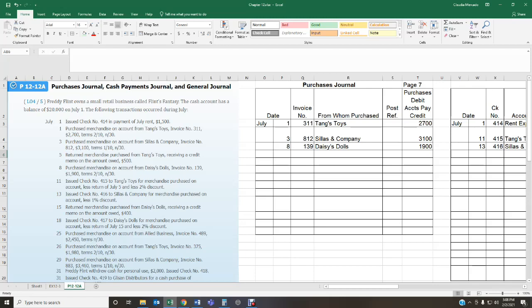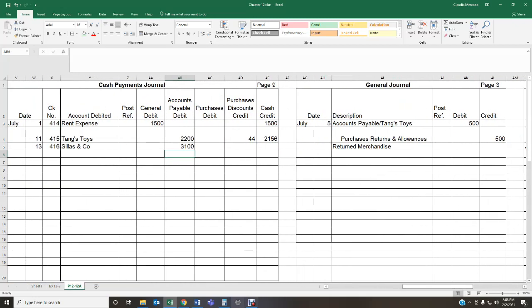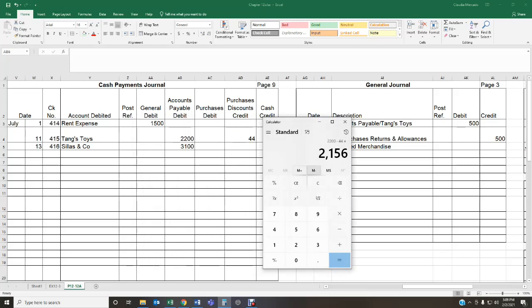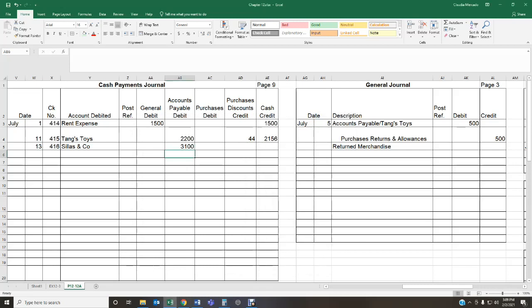Now they mentioned something about a discount, a 1% discount. If we look back at the $3,100 transaction on the 3rd, it says that the terms are 1, 10, and 30. So it means if you pay within 10 days, you'll get a 1% discount. So let's go ahead and calculate our discount. It'll be the $3,100 times 1%. That will give me $31. Those $31 are going to go under purchases discounts credit. Oh, wrong cell over here.